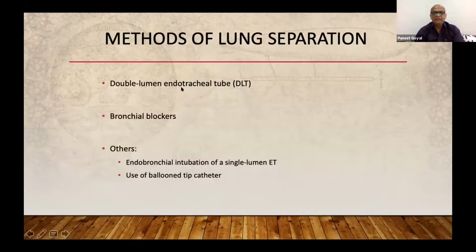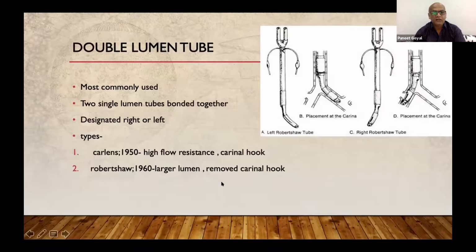Then various methods, most common are double lumen tubes. Now the availability of bronchial blockers has also increased. Various companies have launched their blockers in the market and we are using quite a few of them. And then in the pediatric patients, when these things are not available, then you can usually advance the single lumen endotracheal tube to achieve one lung ventilation, or you can use a balloon tipped catheter like a Fogarty or other things. I'll tell you about the double lumen tubes now.